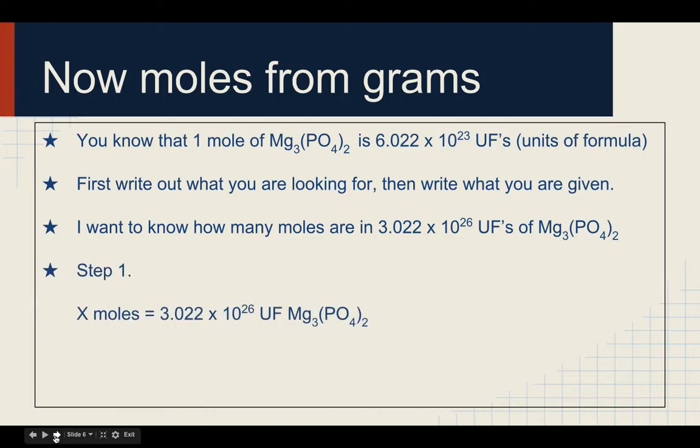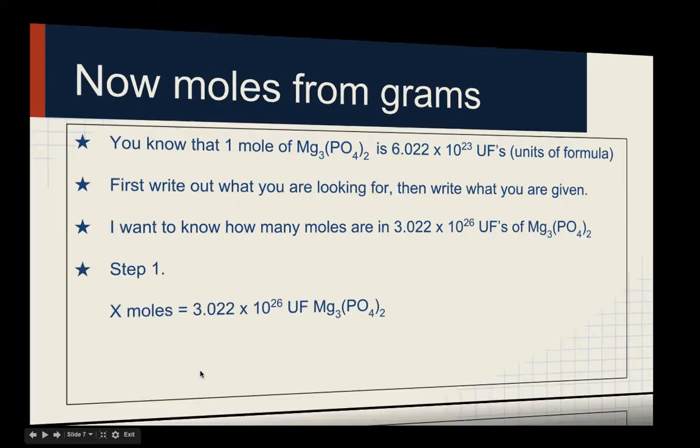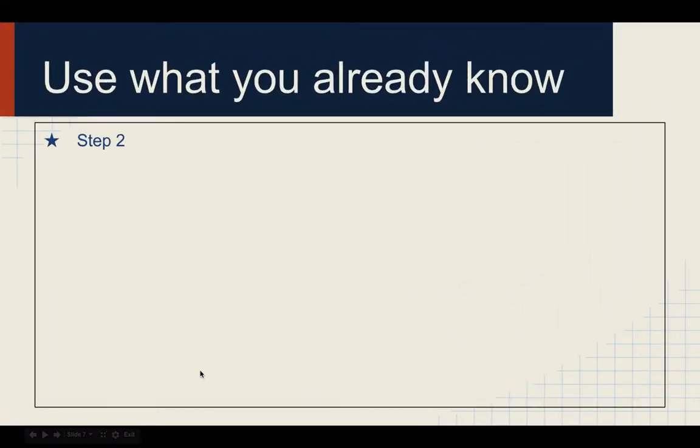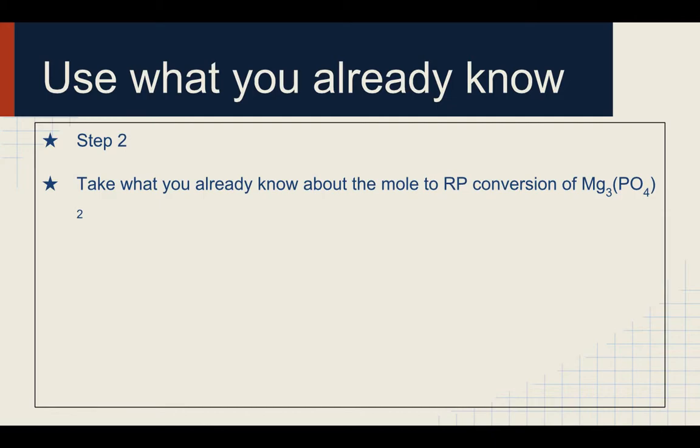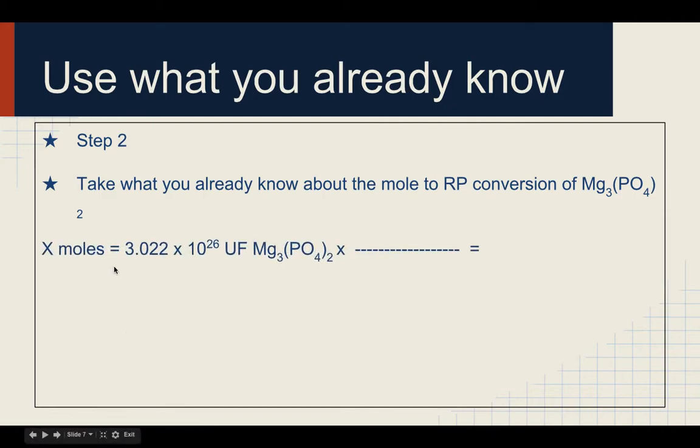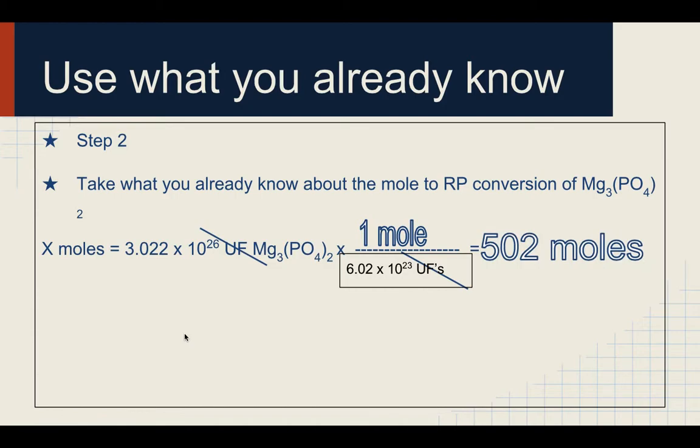just like before, I take my X moles because that's what I want, and I put what I am given. That does not change. Again, use what you already know. I know the conversion. So I'm going to get X moles is equal to 3.022 times 10 to the 26th times line. Now, in this case, take a look. I put the mole on top because I want moles, so that 1 mole goes up here. On the bottom I put my units of formula, so if I cancel them, I have 0 units of formula left. So I would take this and divide by 6.02. If you do that, you will get 502 moles.